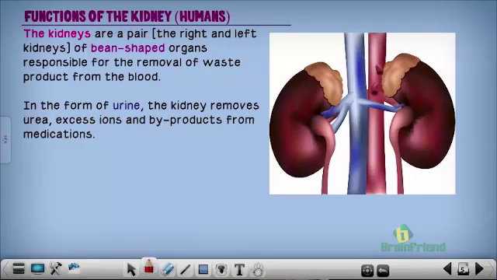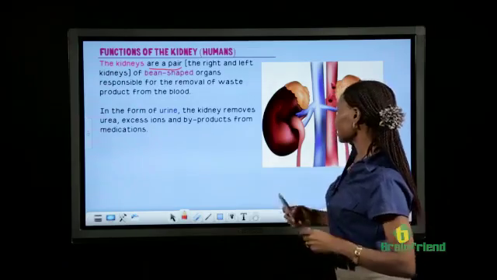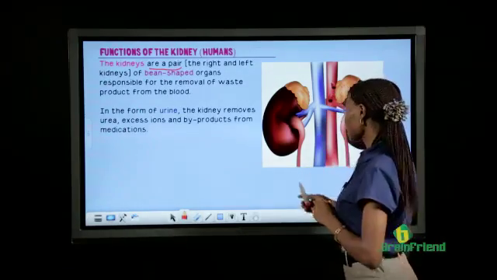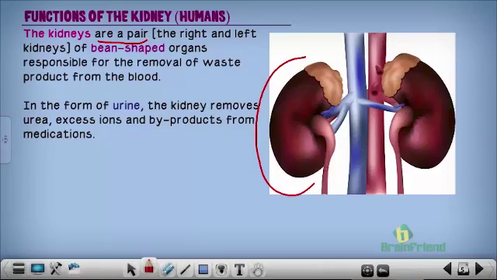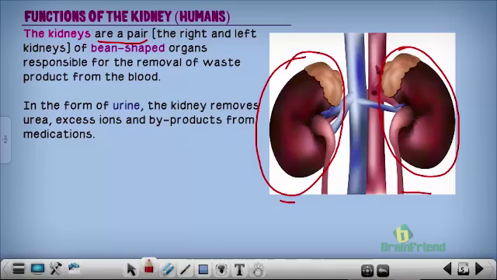What's the kidney? The kidney can be described as a pair. A pair means that they come in twos. As we can see from our picture here, this is one, and this is the second one. Every living human is born with two kidneys. So a kidney is a pair of bean-shaped organs. They are shaped like our typical beans.